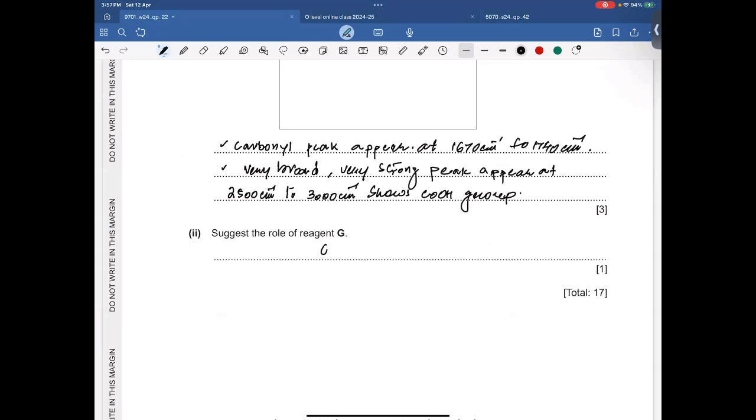Such is the role of G. It is an oxidizing agent, because whenever aldehyde turns into carboxylic acid, oxidation takes place, and for that we need an oxidizing agent. So it could be potassium dichromate(VI) or it could be potassium manganate(VII). All right, I hope it makes sense to you.